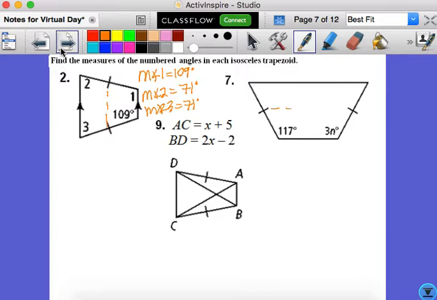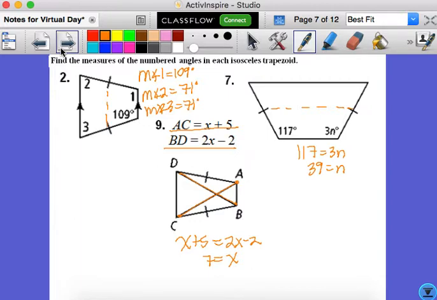Looking at number 7, now we're trying to solve for this variable here. Since both of those are along the same base, 117 would have to equal 3n. Then I'm going to divide both sides by 3 to get an n value of 39. Last but not least, we know that these diagonals within an isosceles trapezoid are congruent, which means that x plus 5, which is given up here, should be equal to 2x minus 2. If I solve that for x, I end up with an x value of 7.